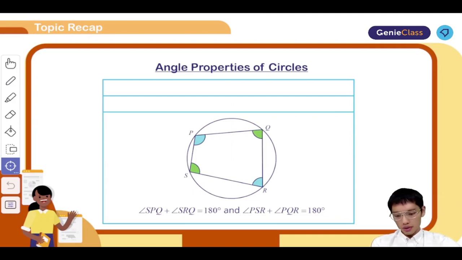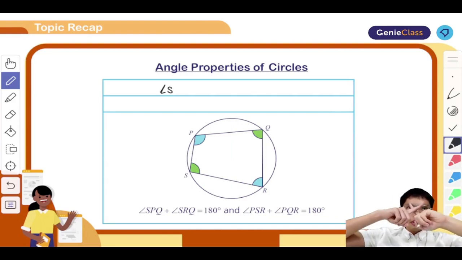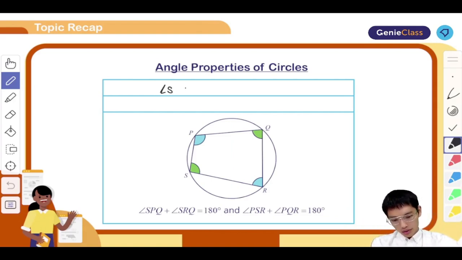Some of you may have known it as angles. Good try, Irvin, but this is not vertically opposite. Vertically opposite, you will need my angles to cut through like an X. In fact, there's no X over here, so don't worry about it. This is actually gone through in Sec 3. So this is about angles in opposite segments. You will learn this in Sec 3, so don't worry, Irvin.